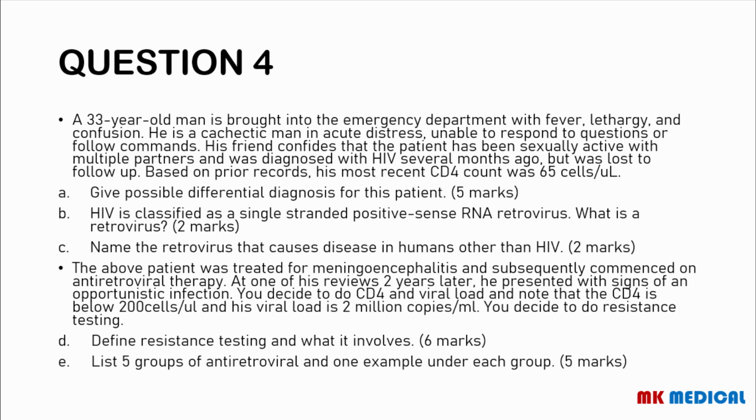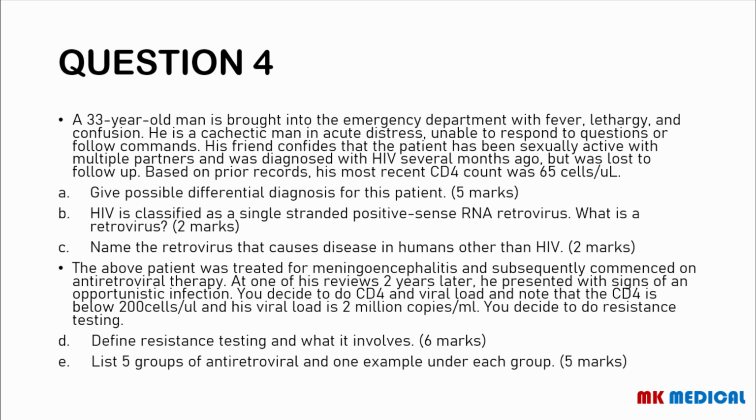Then they may also have progressive multifocal leukoencephalopathy. They may have CNS toxoplasmosis, though they're not really showing any signs of focal neurological deficit. Same thing with neurocysticercosis. Then part B, HIV is classified as a single-stranded positive sense RNA retrovirus. What is a retrovirus? This is simply a type of virus that uses the reverse transcriptase enzyme to translate its RNA genome into a DNA genome, and this DNA genome can be integrated into the host cell.